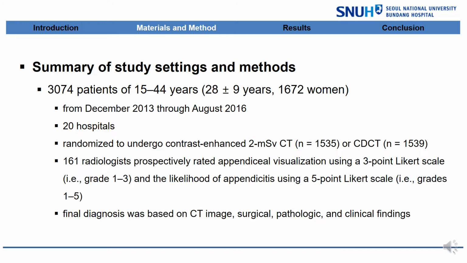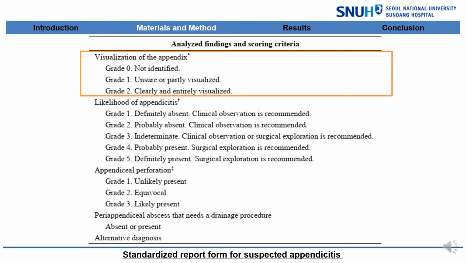161 radiologists prospectively rated appendiceal visualization using a 3-point Likert scale and likelihood of appendicitis using a 5-point Likert scale. Final diagnosis was based on CT image, surgical pathologic, and clinical findings. We used a standardized reporting form for suspected appendicitis and graded the visualization of the appendix on a 3-point Likert scale. Grade 0 means not identified, grade 1 unsure or partly visualized, and grade 2 clearly and entirely visualized.